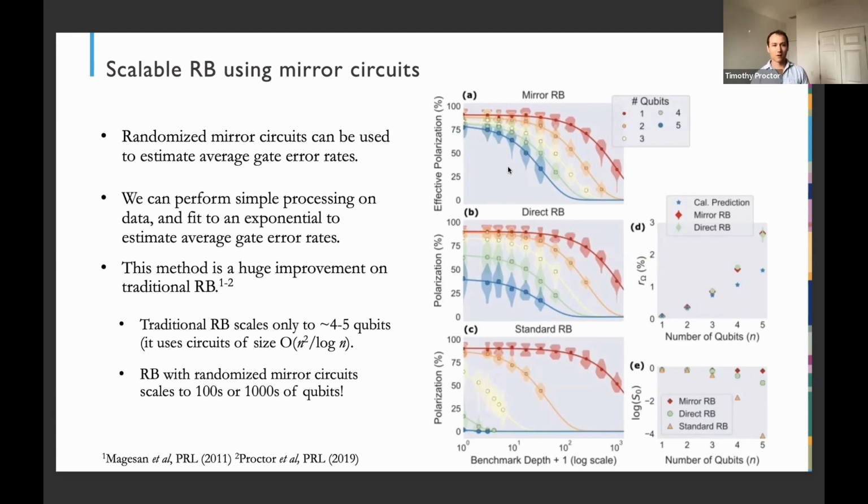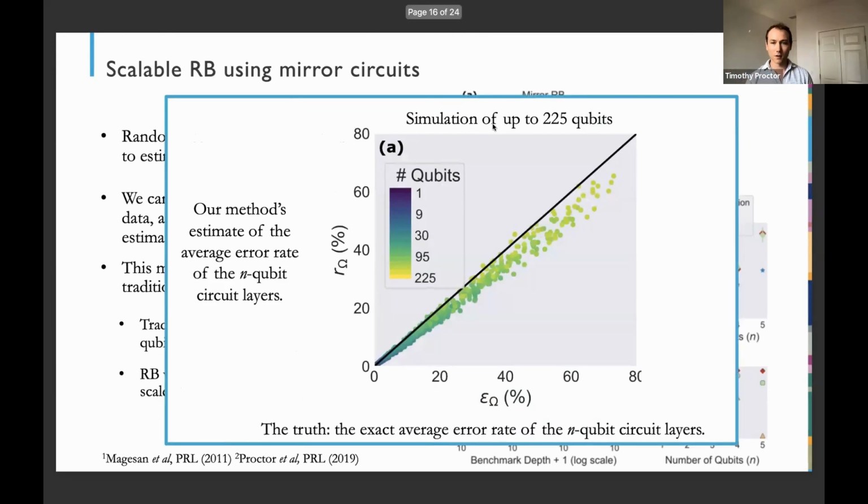So I'm claiming it scales to hundreds or thousands of qubits. It really only depends on the error rate of the qubits, and that's going to set how many qubits you can benchmark using this technique. Obviously, this experimental demo is 5 qubits. That's nowhere near hundreds. So I'm going to quickly show you some simulations that we did on up to 225 qubits to demo that the technique works on that many qubits and that we're getting the correct result out from doing it.